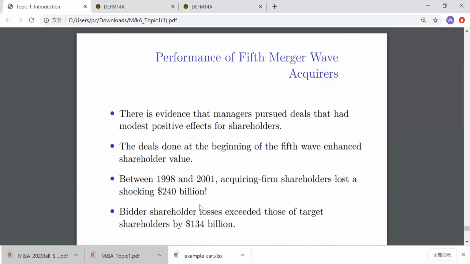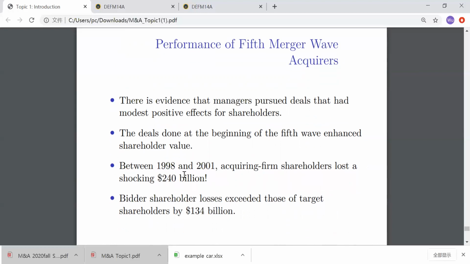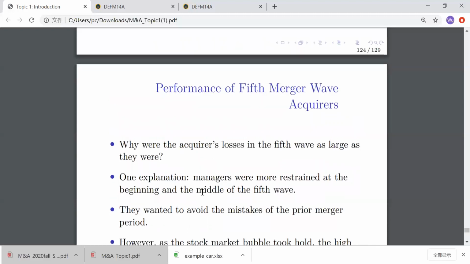There's evidence about the performance. There's evidence that managers pursue deals that had modest positive effects for shareholders. But the general conclusion is that many of these deals destroyed value. Especially between 1998 and 2001, acquiring firm shareholders lost a shocking 240 billion. And the bidder shareholder losses exceeded those of the target shareholders by 134. So you can see during this crazy period of high stock market valuation, many bad deals were done.